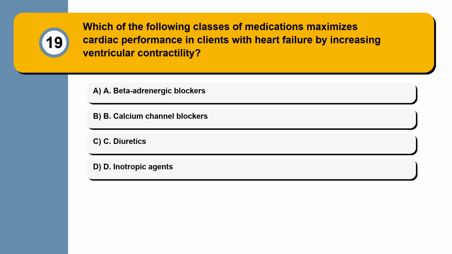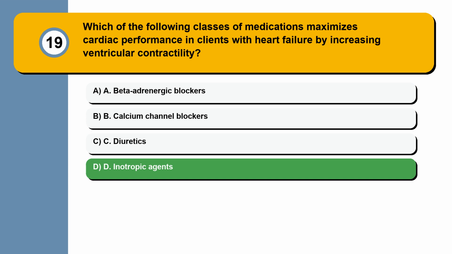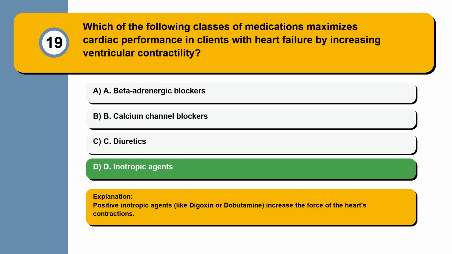Question 19. Which of the following classes of medications maximizes cardiac performance in clients with heart failure by increasing ventricular contractility? A. Beta-adrenergic blockers. B. Calcium channel blockers. C. Diuretics. D. Inotropic agents. Positive inotropic agents, like digoxin or dobutamine, increase the force of the heart's contractions.